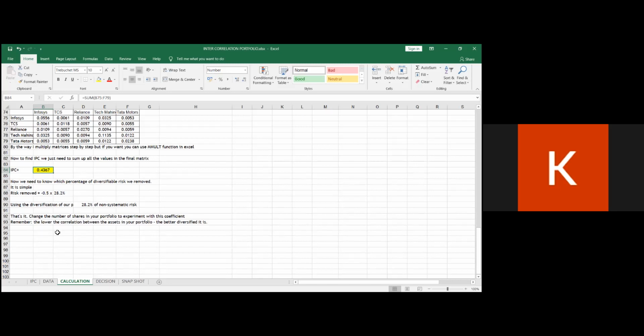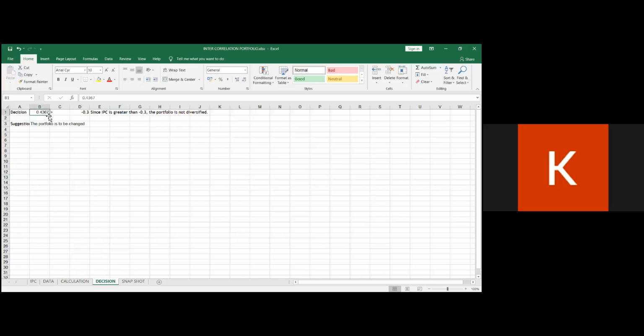Remember, the lower the correlation between the assets in your portfolio, the better diversified it is. So the decision and suggestion: 0.4367 is the IPC value, so it is greater than minus 0.3. Since IPC is greater than minus 0.3, the portfolio is not diversified. Suggestion: the portfolio is to be changed.